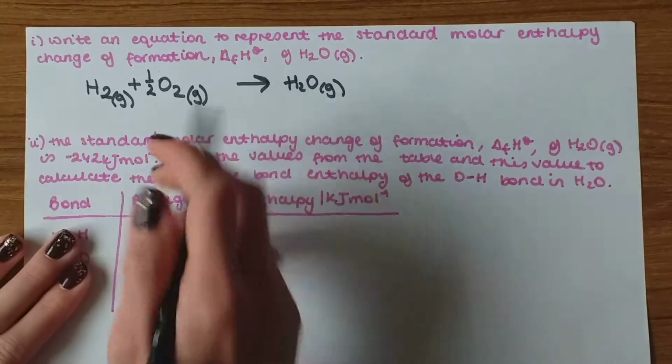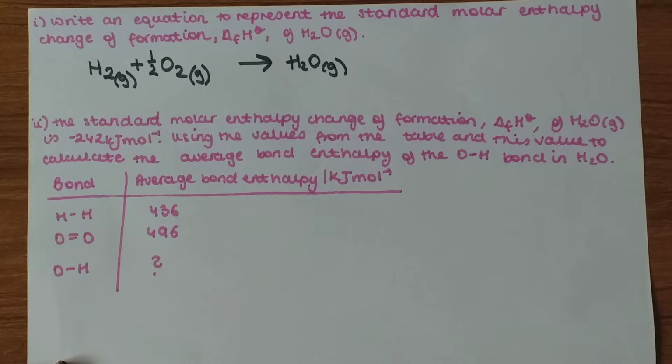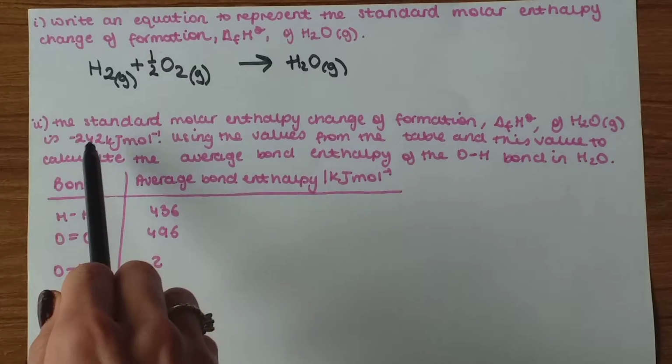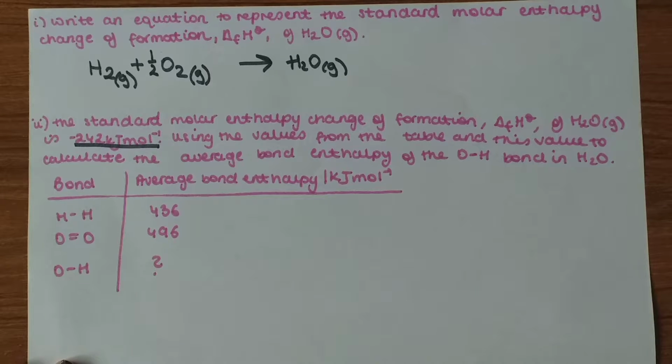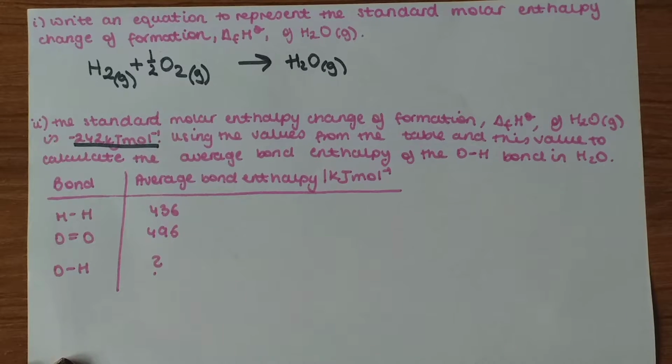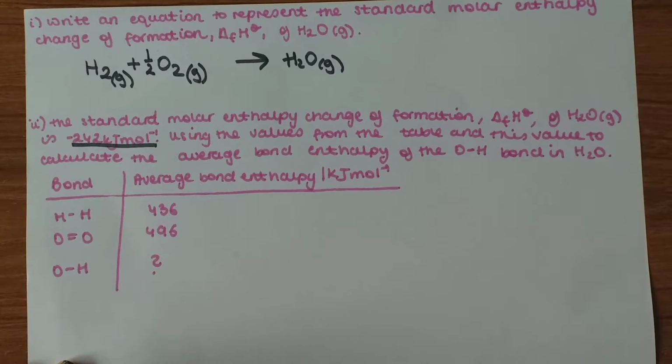And let's do the next part. So the standard molar enthalpy change of formation of water is minus 242 kilojoules mole minus 1. Using the values from the table below, and this value, calculate the average bond enthalpy of the OH bond in H2O.